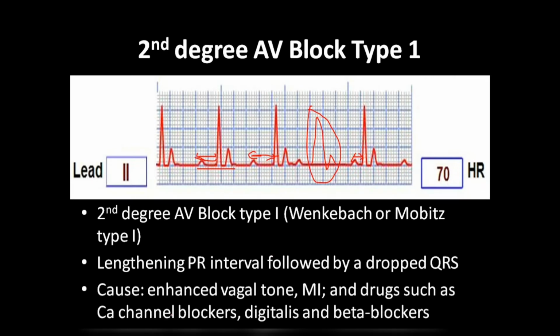So the cause is enhanced vagal tone and myocardial infarction. And drugs such as calcium channel blockers, digitalis, and beta blockers can occasionally cause this kind of heart block, second degree heart block, Mobitz type 1. The typical feature is lengthening of the PR interval and missing of a complete heart wave, okay, ventricular wave.